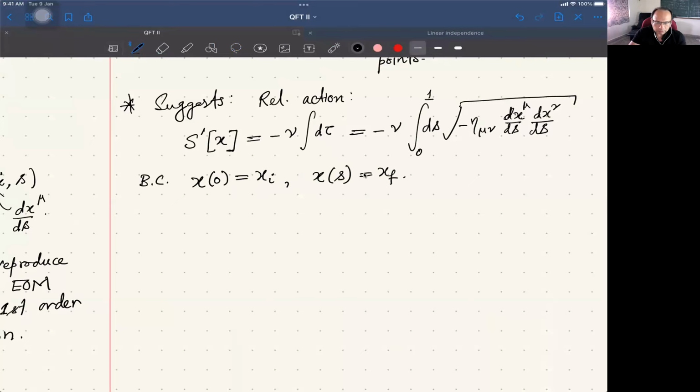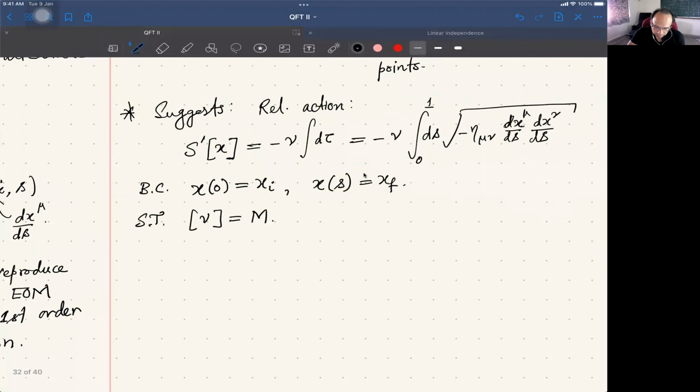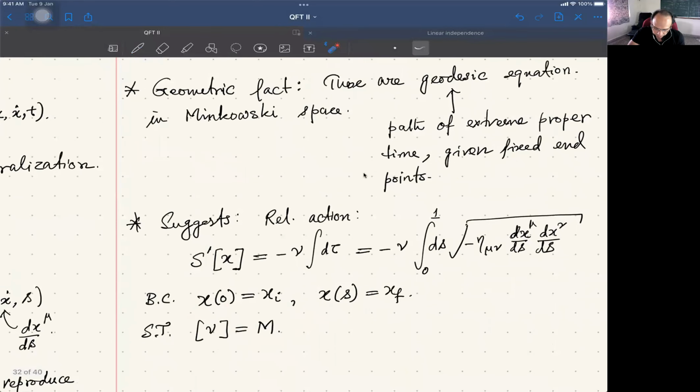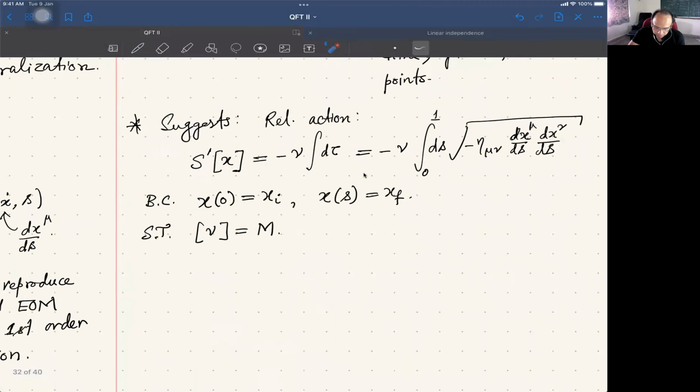As for the parameterization s, you can always scale the range of s to be 0 to 1, and also show that the dimension of nu is that of mass. So action is proportional to proper time. Since it's extremized and nu is an overall parameter, the extremization conditions will be independent of nu, and therefore nu is at the moment arbitrary. We don't know what nu is, and these equations are nu independent, which fits with taking the action proportional to the proper time.